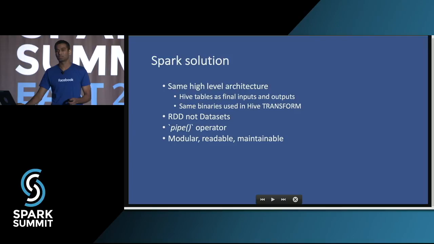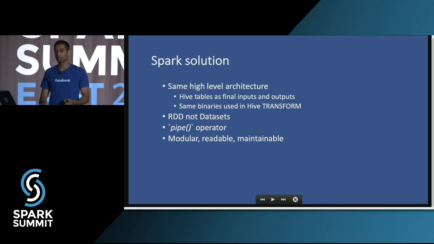So in Spark, the high-level architecture of the pipeline looked exactly the same as it was before. And I'll explain in a second why we did that. We continued to read the inputs from Hive, and the outputs were also written to Hive tables.